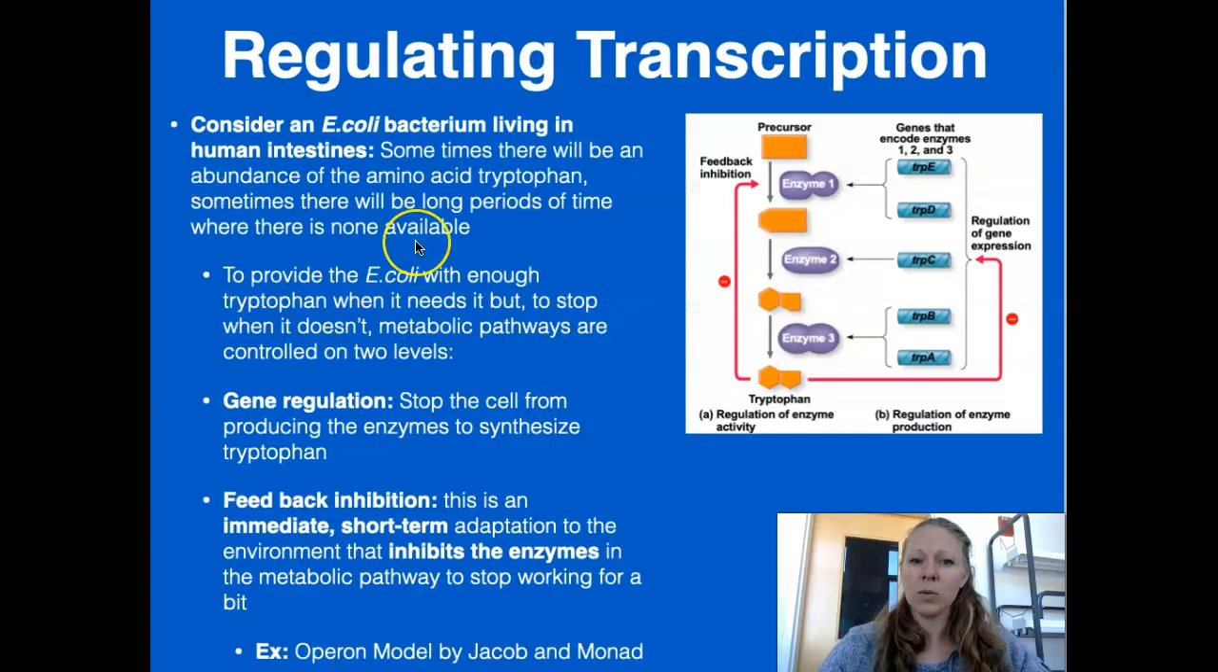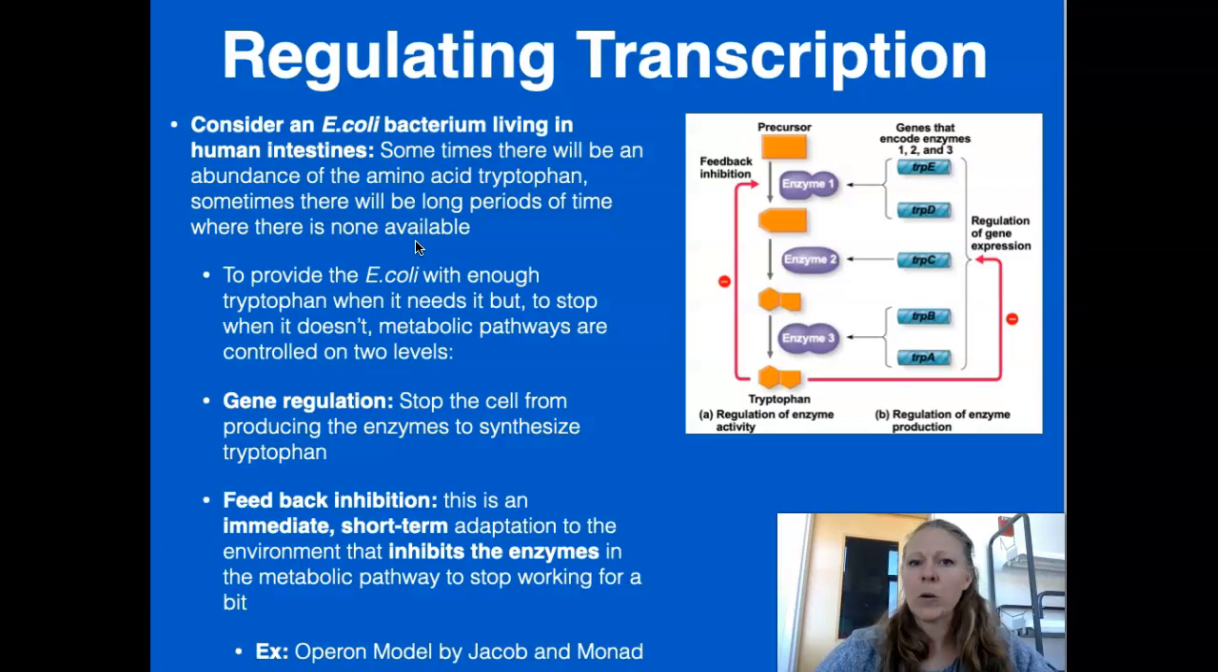Let's look at, like we said, E. coli. E. coli is a bacteria that lives in our intestines. If you think about their environment, they're going to go through long periods of time where we're not eating, and so we're not providing it with tryptophan. It's going to need to make tryptophan when it's not around. And when we are eating, there's going to be plenty of tryptophan so that it is not going to need to make it. Let's go back in time for a moment and remember what tryptophan is.